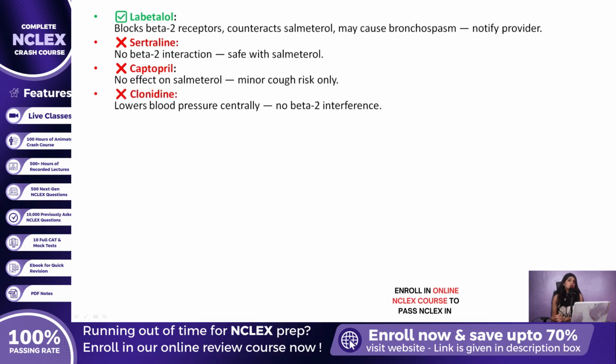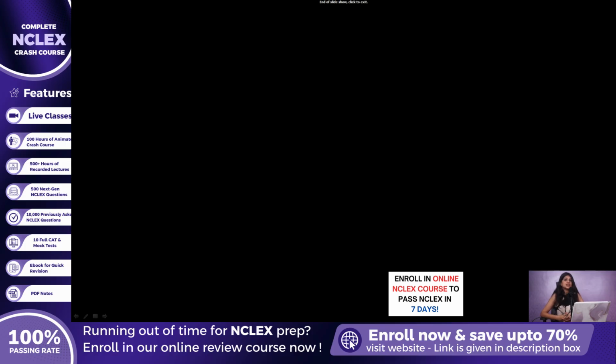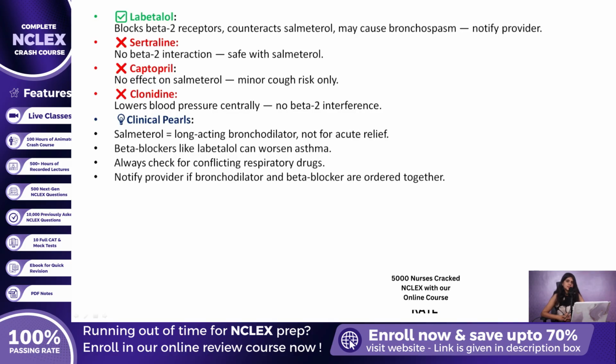Option D, clonidine, is an alpha-2 adrenergic agonist that acts centrally to lower blood pressure by reducing sympathetic outflow. It does not block peripheral beta receptors and therefore does not counteract Albuterol's bronchodilatory effects. This question reinforces a core NCLEX nursing principle. Always be alert to pharmacologic conflicts, especially when it comes to medications that influence respiratory function.